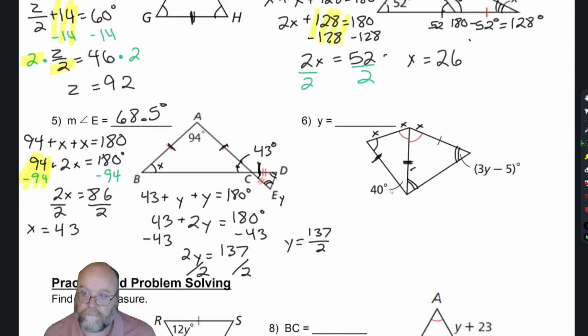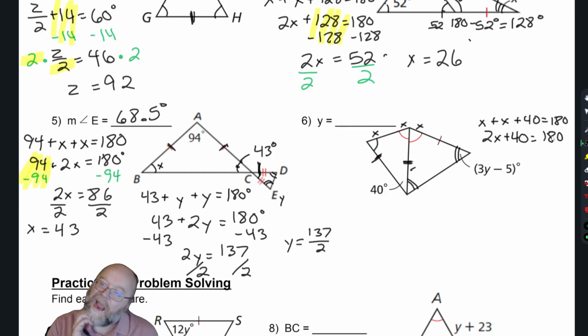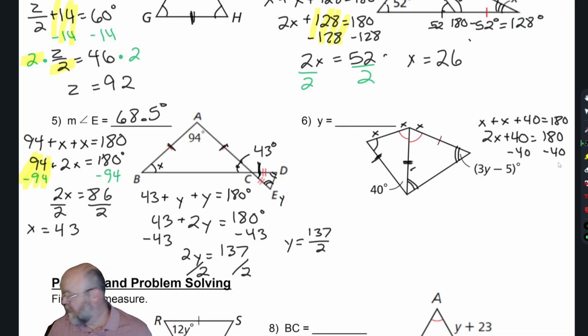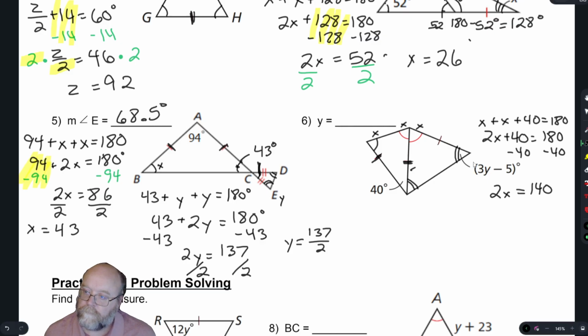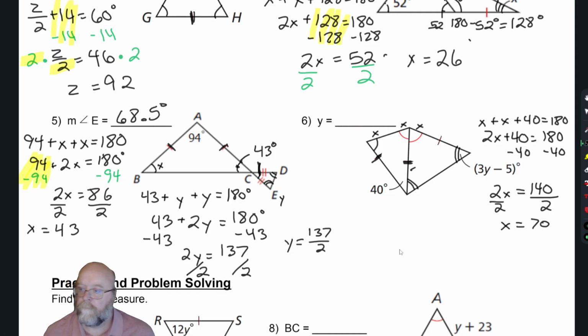Okay. Triangle angle sum theorem says x plus x plus 40 is equal to 180. Combine like terms. Subtract the 40. 2x is equal to 140. All right, divide by 2. X is 70. Okay. All right, so this is 70 degrees right here. This is 70, this is 70, and this is 70.